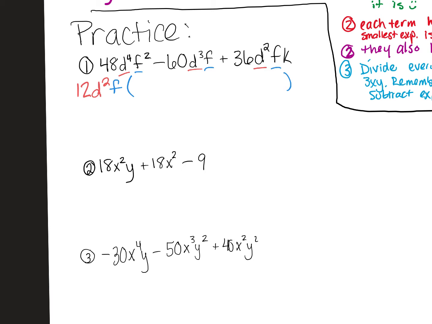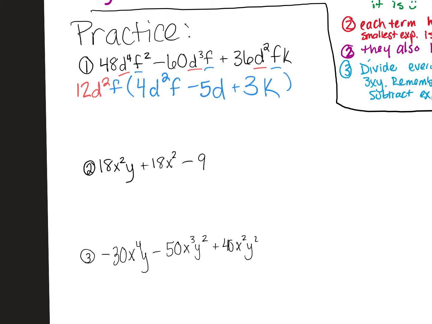Now we're going to divide each one of these. So 48 divided by 12 is 4. Okay, then we're subtracting our exponent, so 4 minus 2 is 2. 2 minus 1 is 1. 60 divided by 12 is 5. 3 minus 1 is 1. And then the two F's will cancel out. 36 divided by 12 is 3. The D's cancel out, the F's cancel out, and you're left with the K.